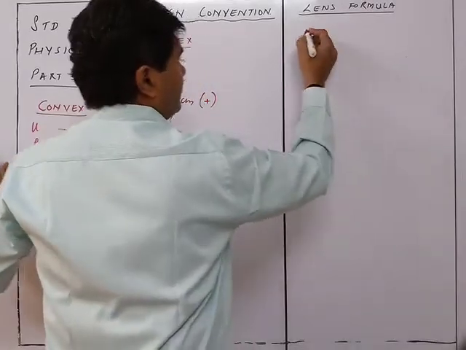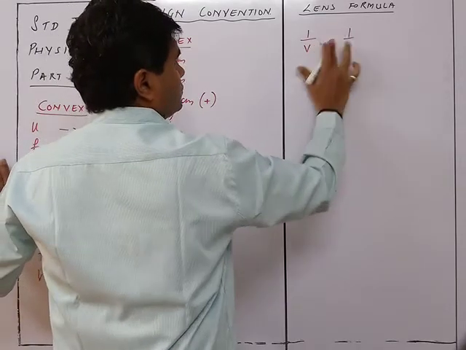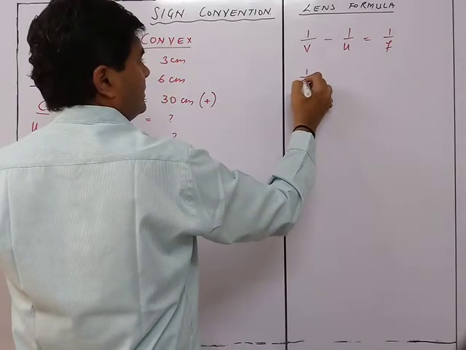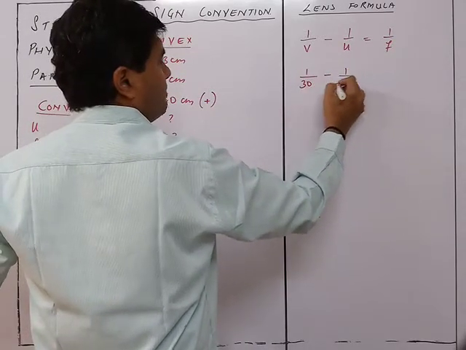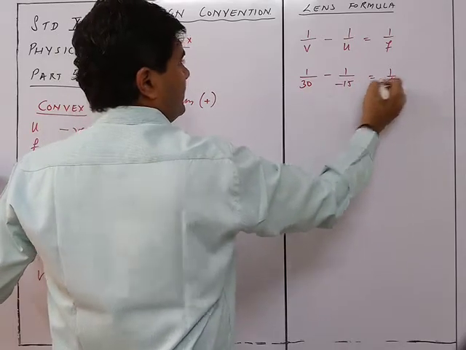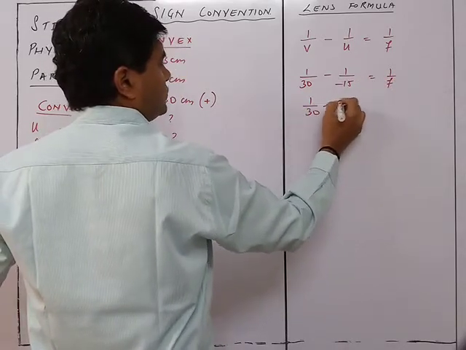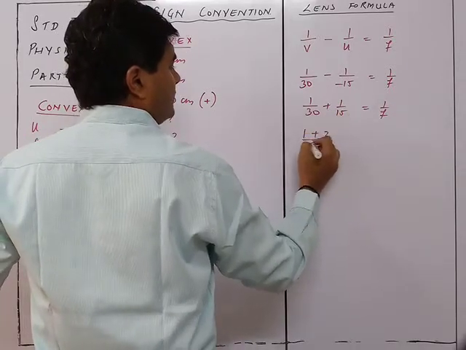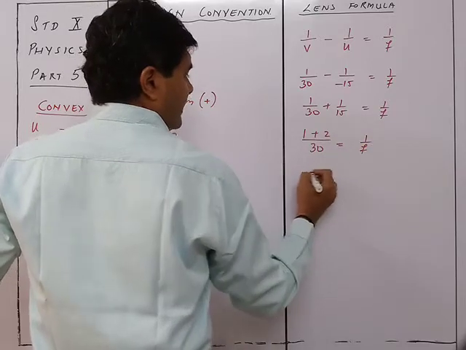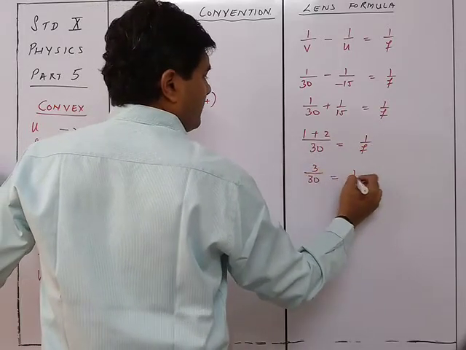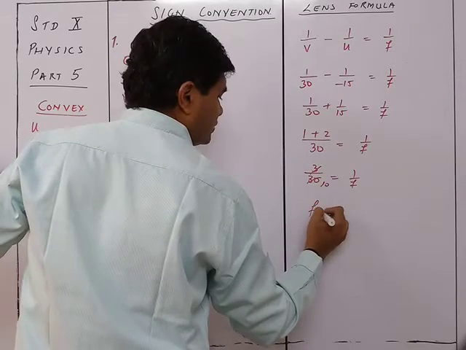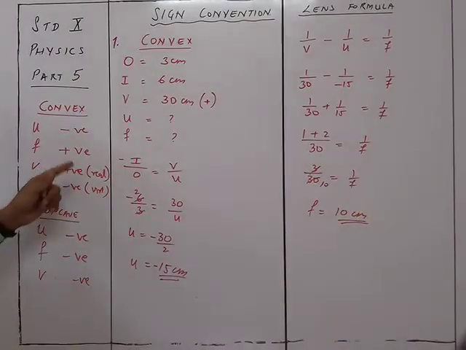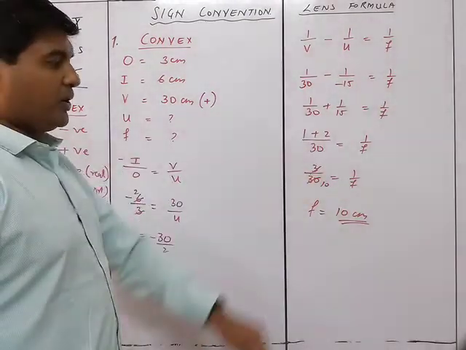And then comes the formula 1 upon V minus 1 upon U is equal to 1 upon F. So accordingly, 1 upon 30 minus 1 upon minus 15 is equal to 1 upon F. So that is nothing but 1 upon 30 plus 1 upon 15 is equal to 1 upon F. So 1 plus 2 upon 30 is equal to 1 upon F. Therefore 3 upon 30 is equal to 1 upon F. So F is equal to 10 centimeters. And that will be positive, as we know that for convex, F is positive.